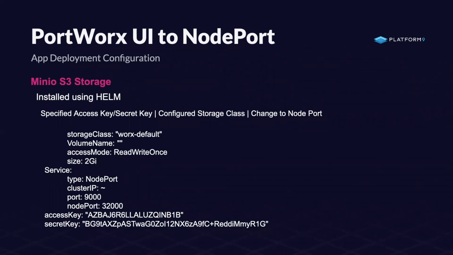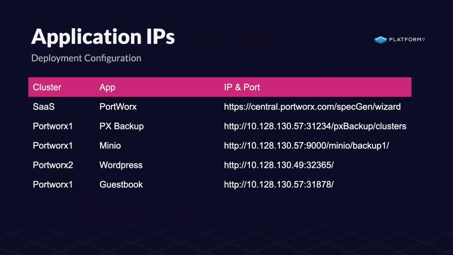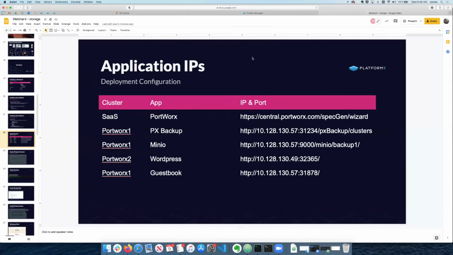But I used Minio for S3 storage, and as you can see there, I provided a secret key and an access key, which is kind of critical to get things running. Always good. Made a list of where everything is running and how to get to it. So I'm going to jump right in to a live demo here.